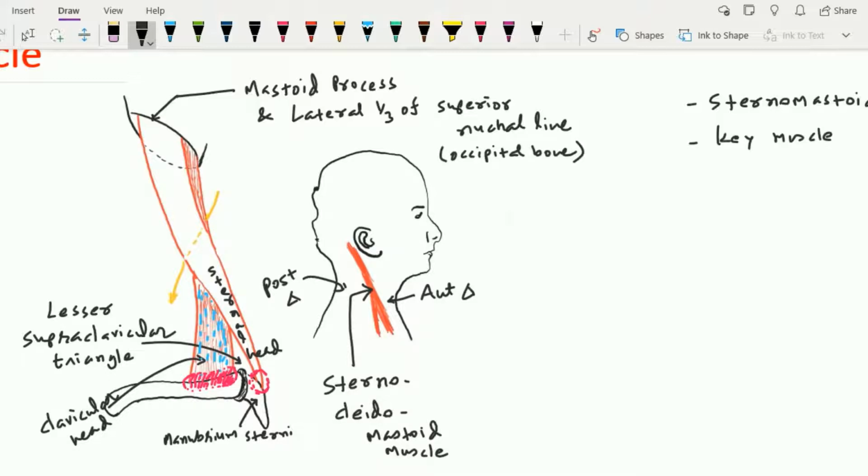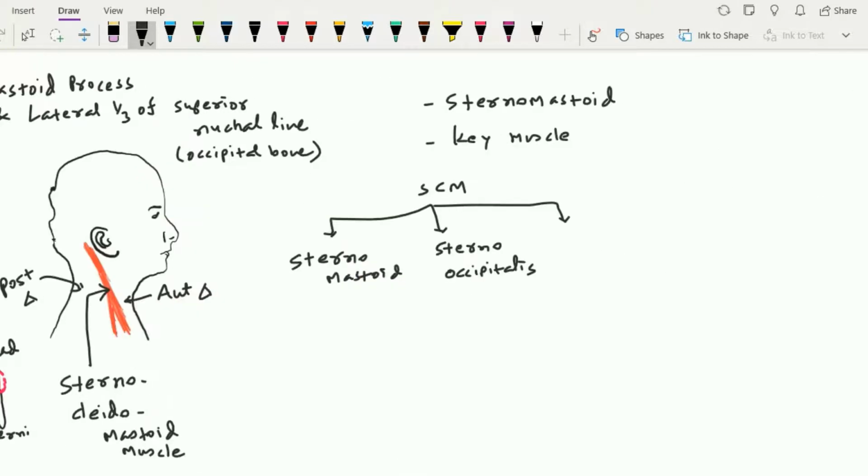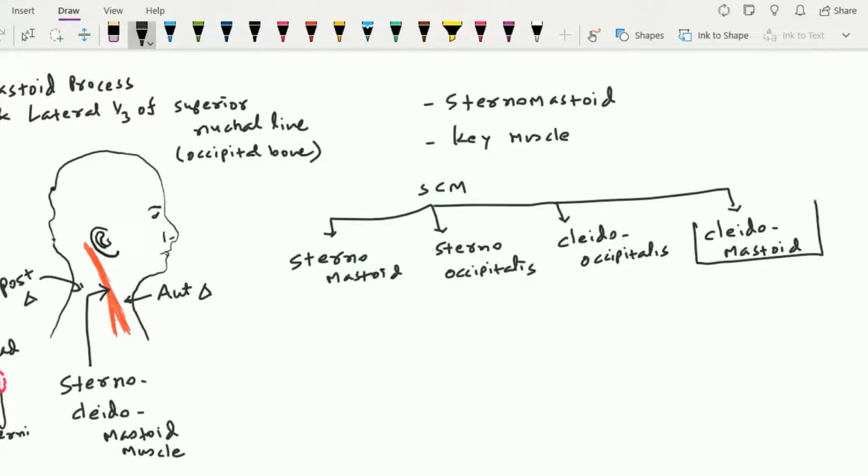So ultimately we can say that there are four types of fibers we can count within the sternocleidomastoid muscle, and these four parts are the sternomastoid part, sternooccipitalis part, cleido-occipitalis part and cleidomastoid part. Out of these four parts, the cleidomastoid part crosses the remaining three parts, and that's why this muscle is cruciform in nature.